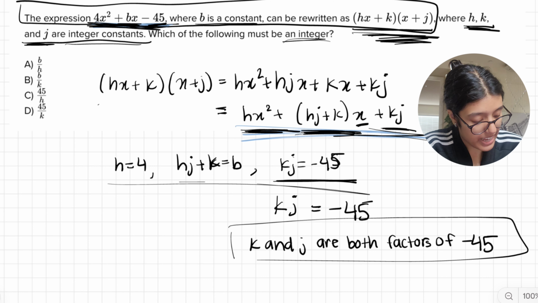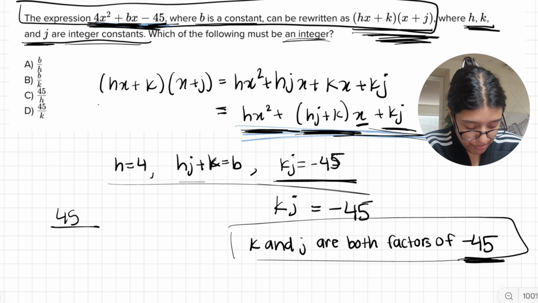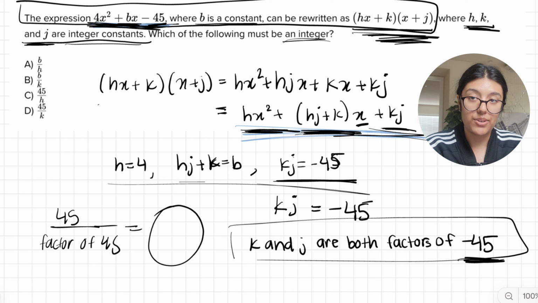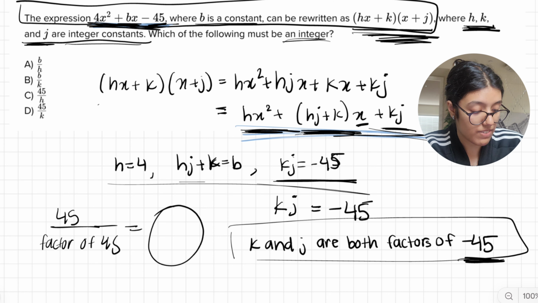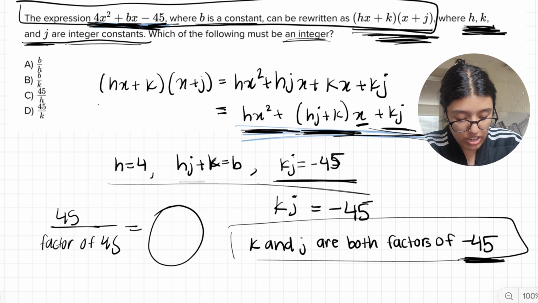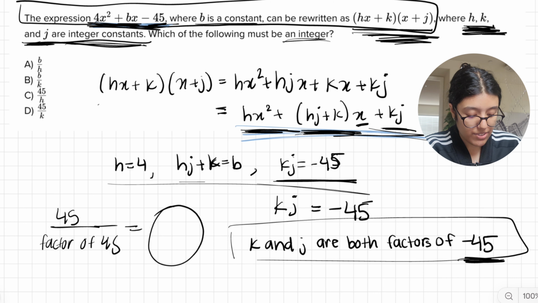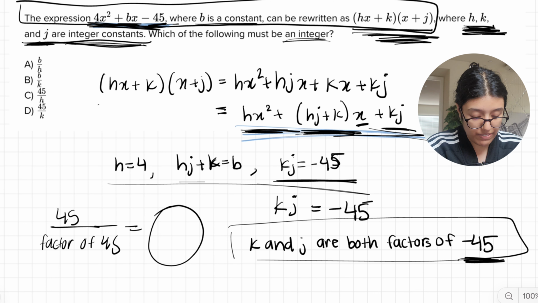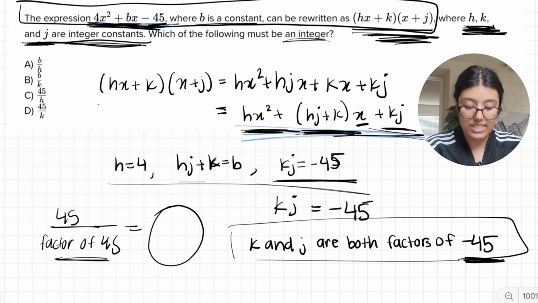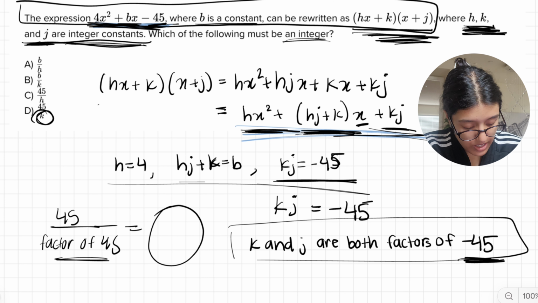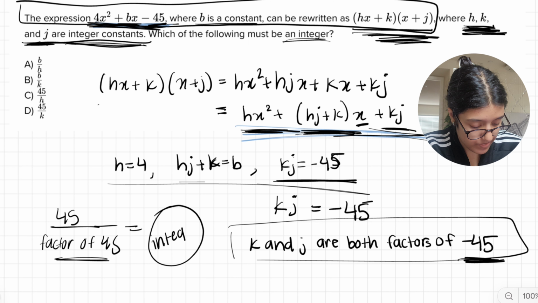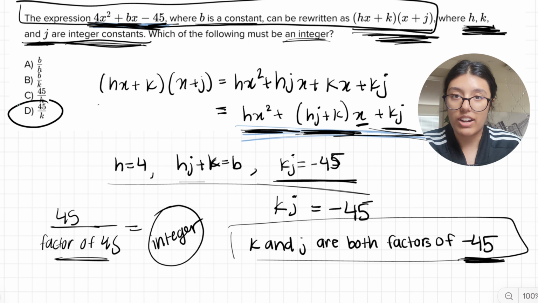Why? Because we know k is a factor of 45. And if you do 45 divided by a factor of 45, you are always going to get an integer value. And that's only true because, once again, they specified h, k, and j are integer constants. So if you do 45 divided by a factor of 45, and we know this factor of 45 is an integer because k is an integer, therefore, it's going to return an integer. Therefore, D is our correct answer.